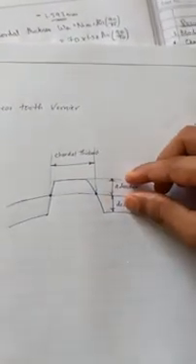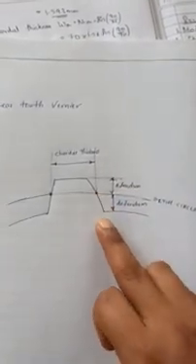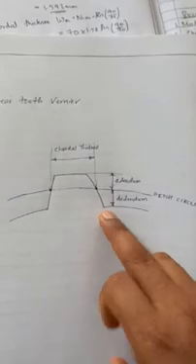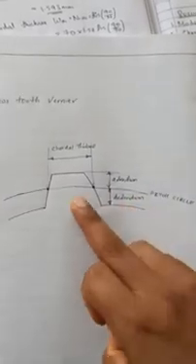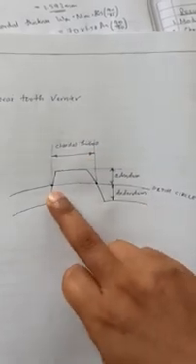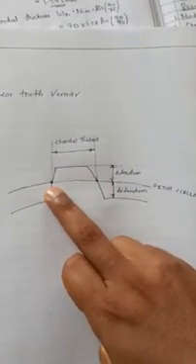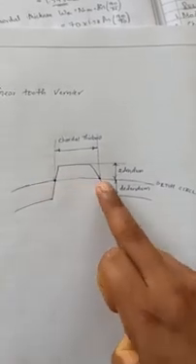This distance is called the addendum. From the pitch circle diameter to the root of the gear, we can say it is the dedendum. Okay. So we need to measure the experimental chordal thickness. We need to place this gear tooth vernier caliper exactly at the addendum position.